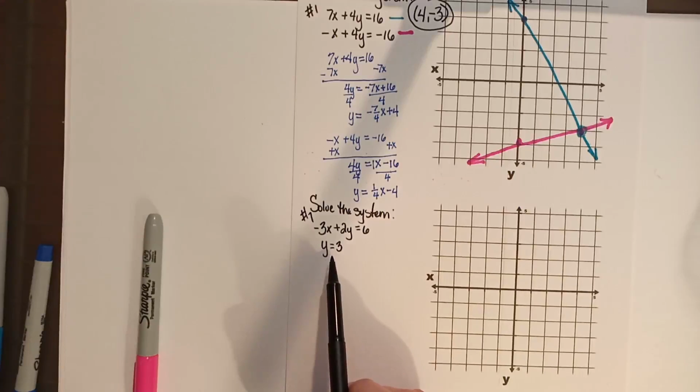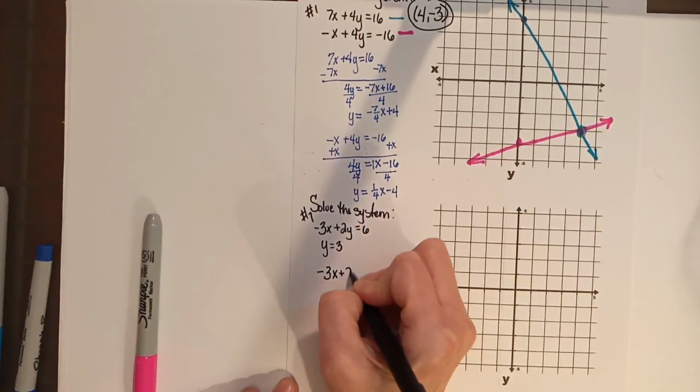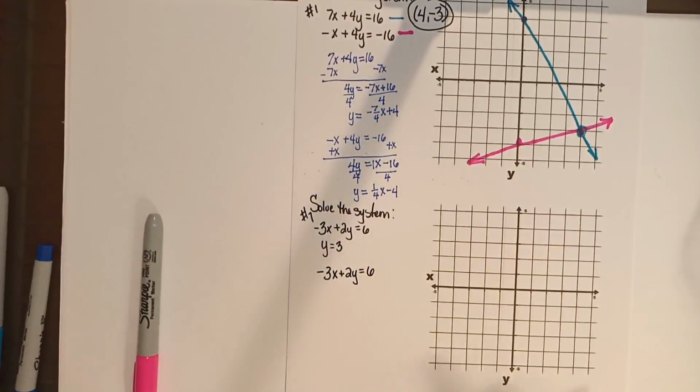y equals 3, what kind of line is that? That is either horizontal or vertical. It's a variable equals a number. Do you remember which it is? It is a horizontal line. So let's take this first one. Negative 3x plus 2y equals 6. And it is not in slope-intercept form.